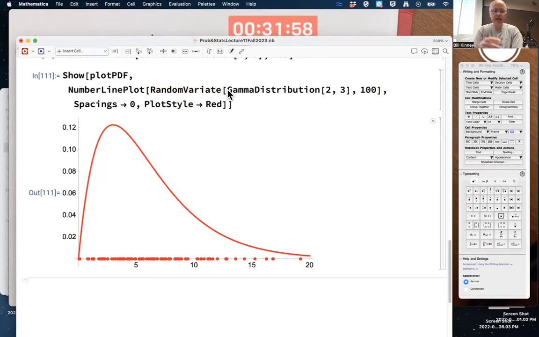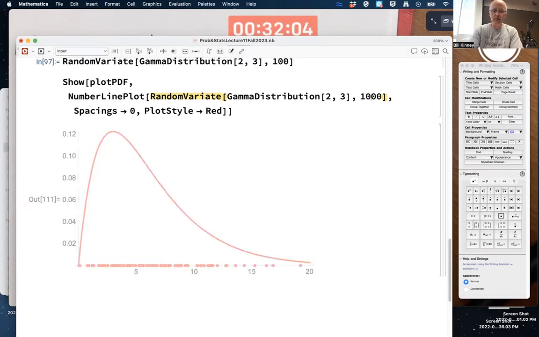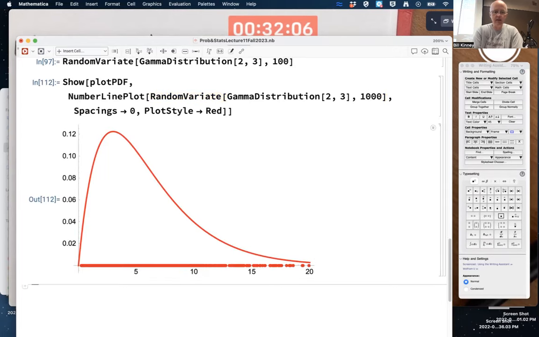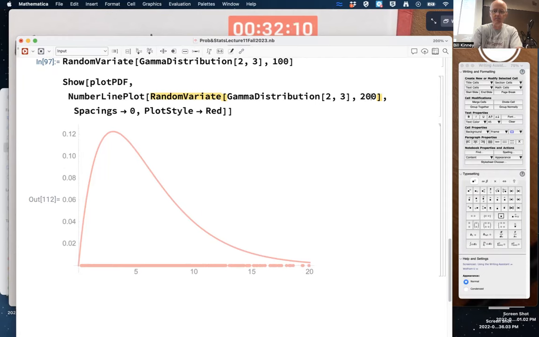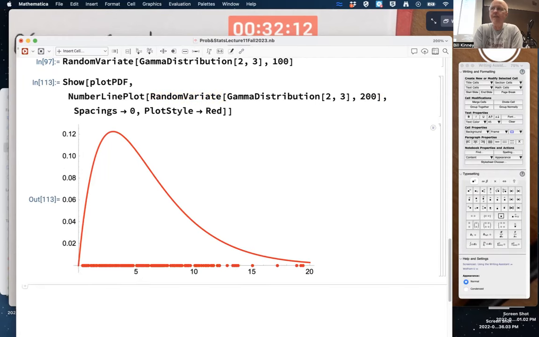And where the graph of the PDF is higher, the data are denser. That's why it's called a probability density function. Maybe we should do 1,000 data points instead of 100. Well, that's a little hard to see. Maybe 200. Where the PDF's lower, the data are less dense.